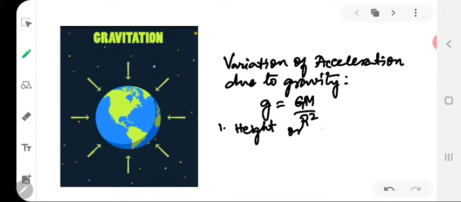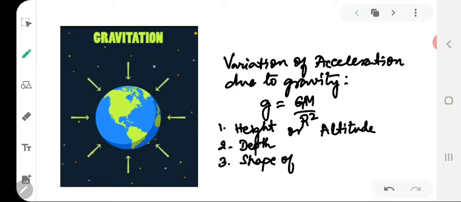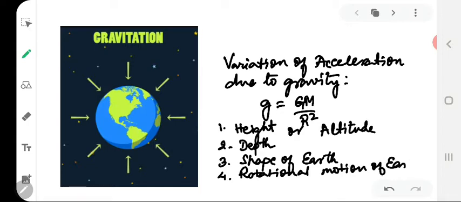height or altitude, depth, shape of earth, and rotational motion of earth. So one by one we shall discuss how these factors bring about a change in the value of acceleration due to gravity. So let's begin with the first.